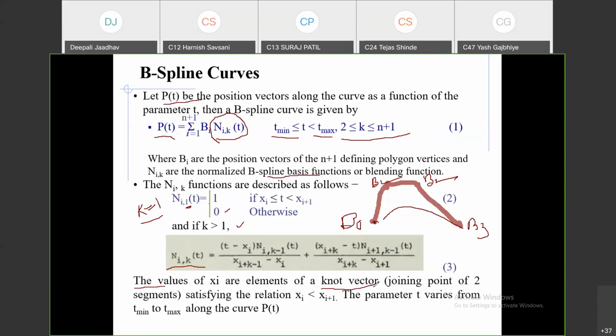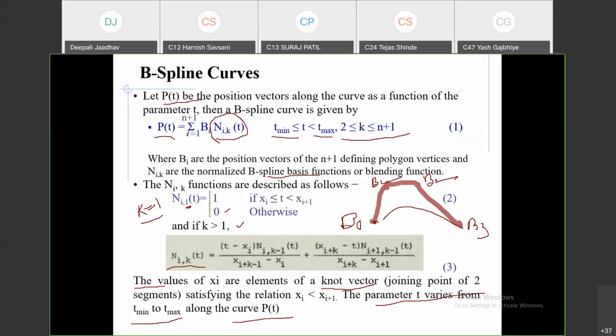So what is this knot vector? It is the joining point of two segments, that is, the knot vector x1, x2, x3, x4, x5. How to identify those values we are going to see. They satisfy the relation that xi is always less than xi plus 1. The parameter t varies from t min to t max along the curve position vectors P(t). So this equation we use to draw the curve or to find the position vectors on the curve.